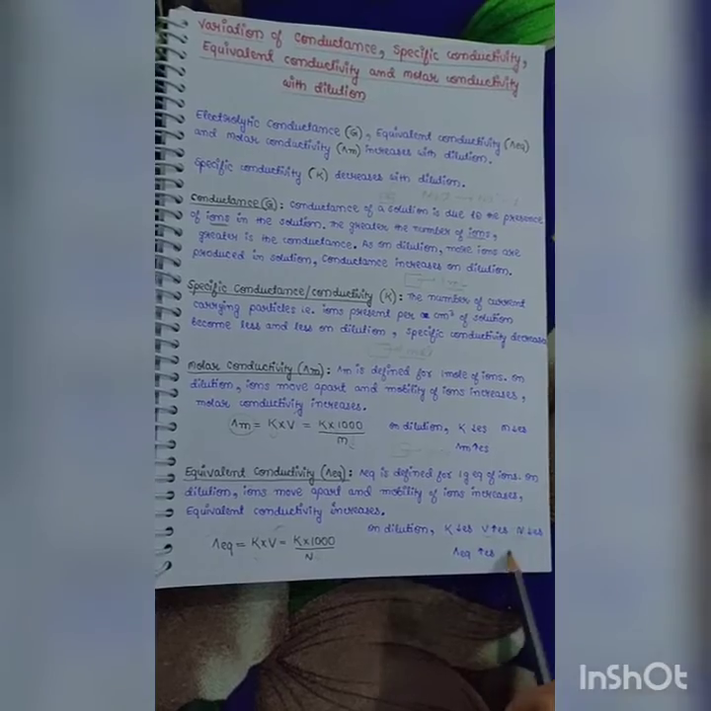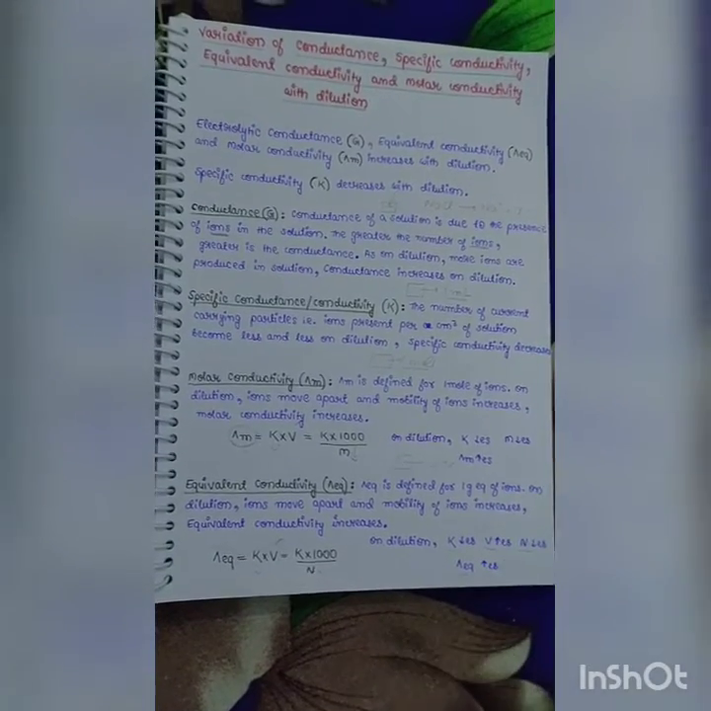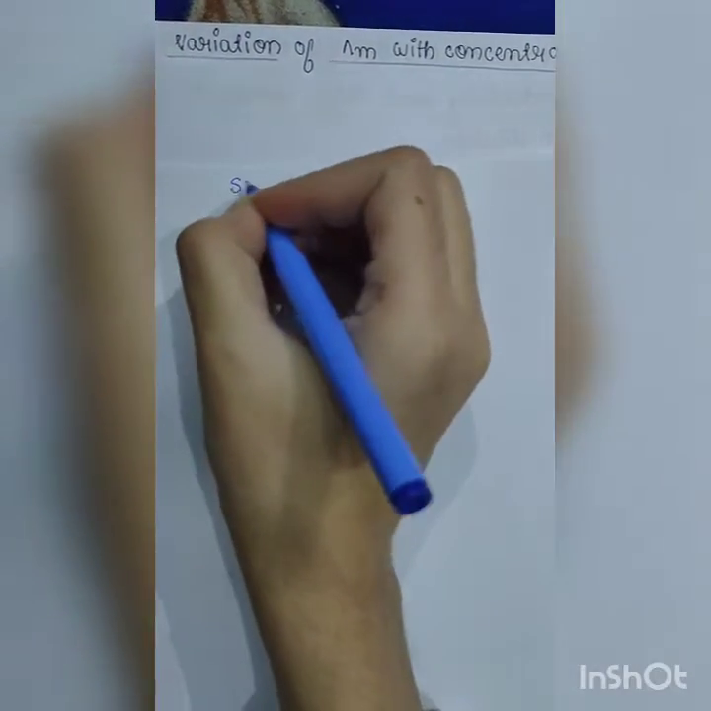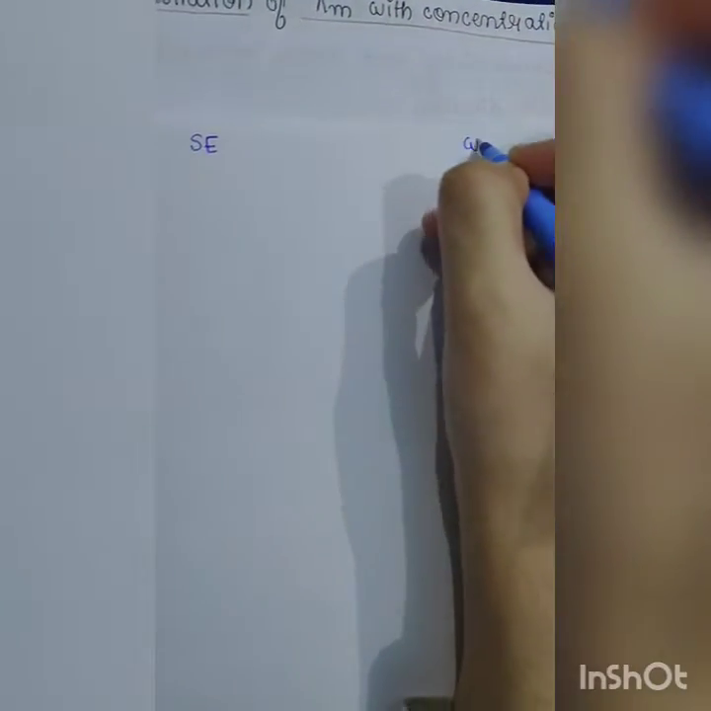Normality decreases because concentration is decreasing, so equivalent conductivity increases. Variation of molar conductance with concentration is different for a strong electrolyte and different for a weak electrolyte. Strong electrolytes are almost completely ionized in solution.